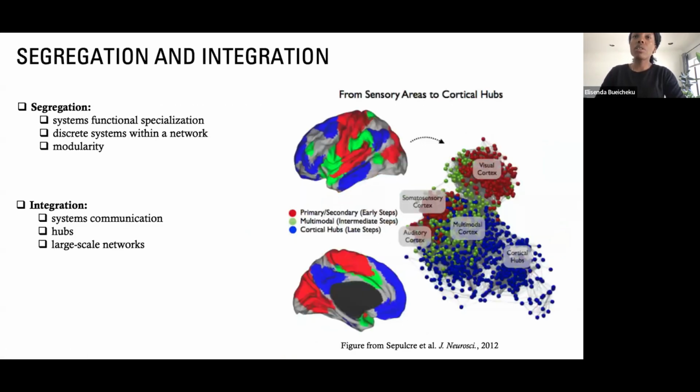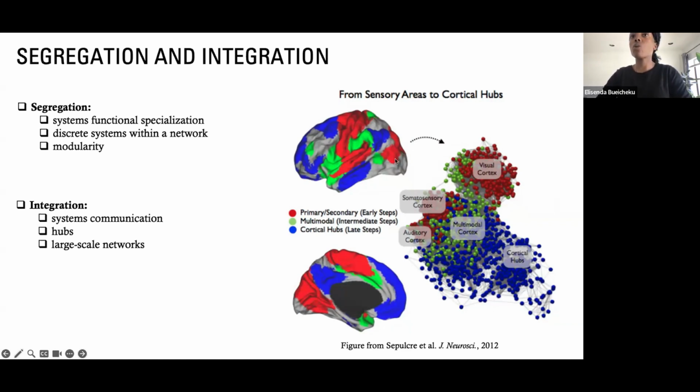So segregation usually denotes systems' functional specialization, and we observe segregation in discrete systems within a network. To measure segregation, there are multiple modularity metrics that I'm not going to discuss here, but if you want to look into more, if you search for graph theory modularity, it will be easier. So we observe segregation when we are looking into primary systems.